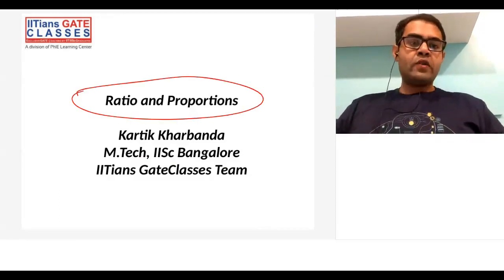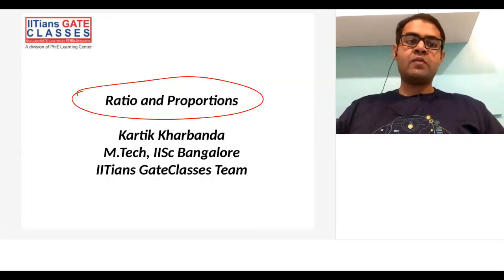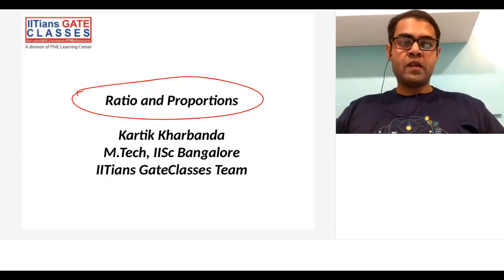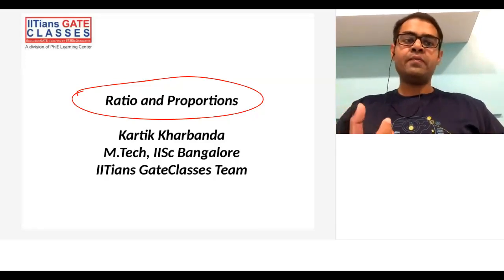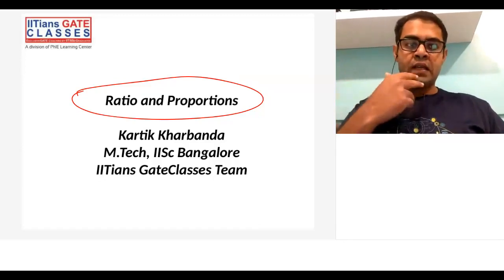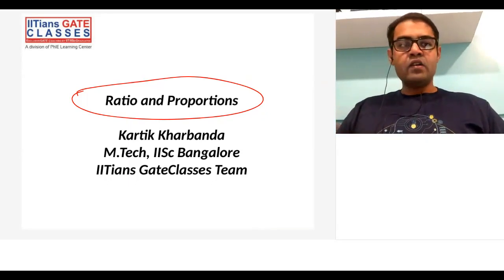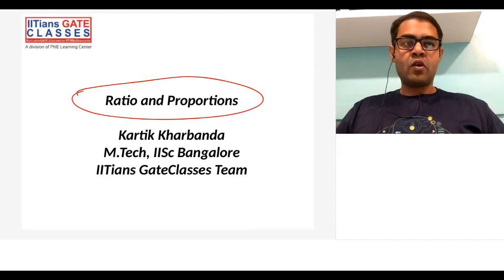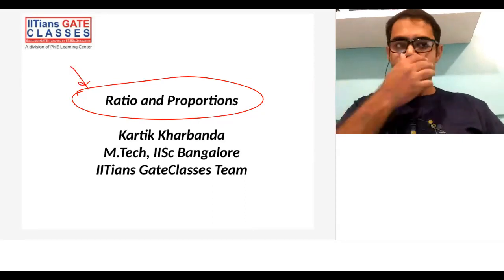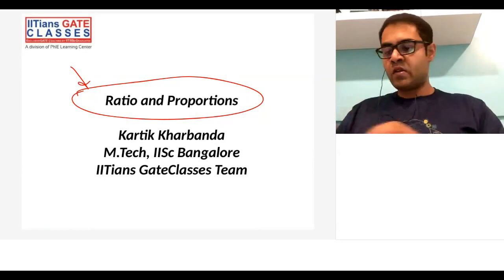In GATE, you will not find direct questions on this topic, but its utility is very high. What they'll do is mix up this topic with some other topic, say percentages or averages. They would like to mix up two or three of these basic topics and give you a question on that. So today I'll focus on problems on only ratio and proportions, to give you tricks and methods by which you can actually solve these questions.